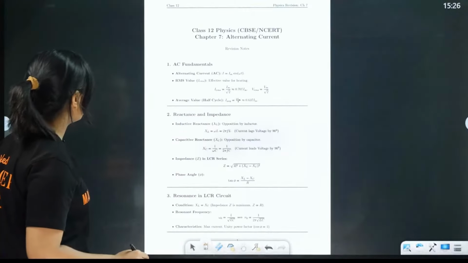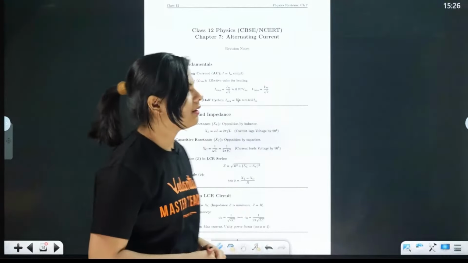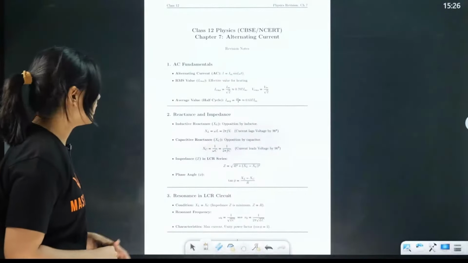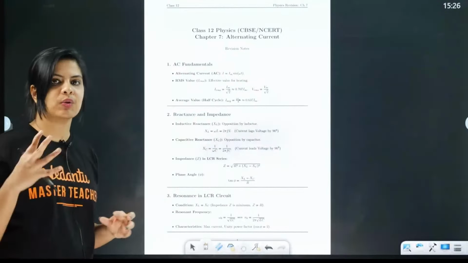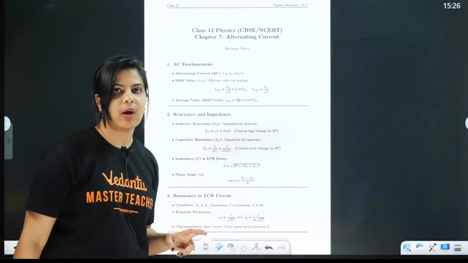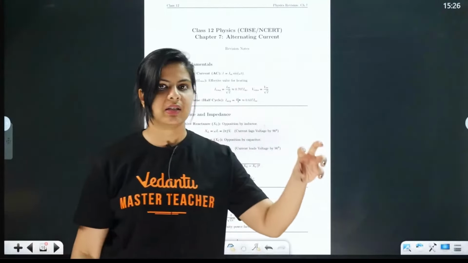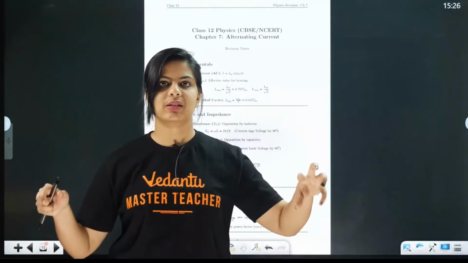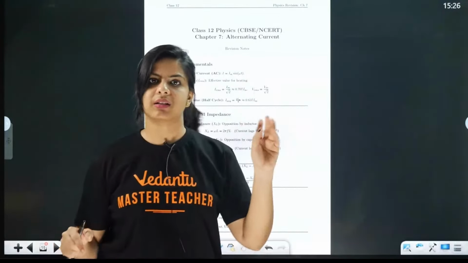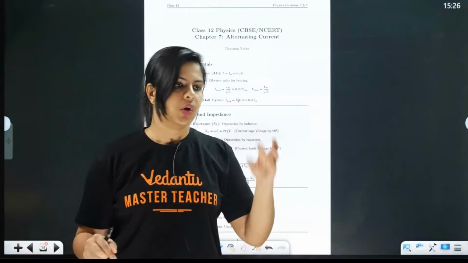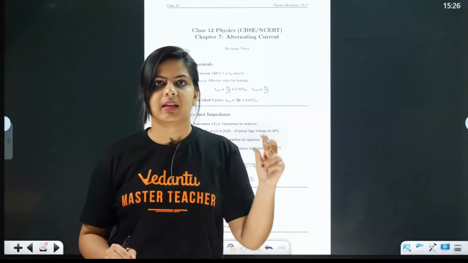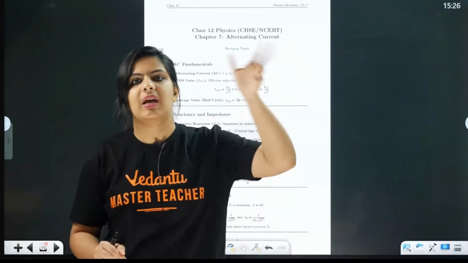Next we are going to the next chapter, alternating current. Alternating current, definitely we can say one thing: in alternating current, the magnitude and direction are changing every second. Next, the RMS value. Let us say we have a DC source and an AC source. In the DC source, calculating voltage and current is easy. So we will give the current or potential and make the heat produced some x joules.